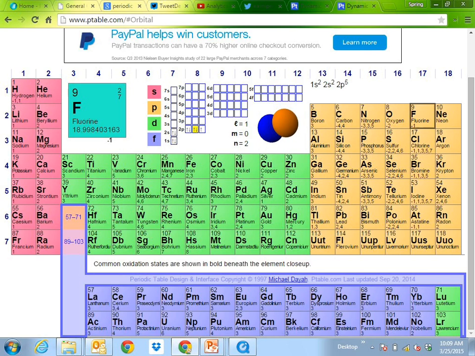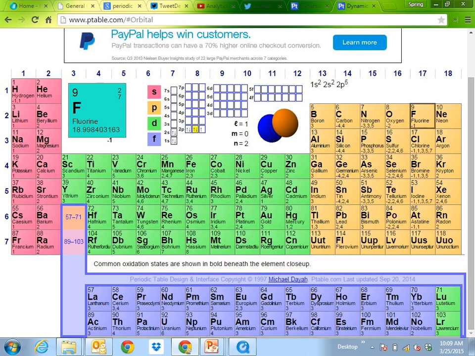But if I click on fluorine, it's got 9 electrons. Where are those 9 electrons? Here are the 9 electrons, exactly what we've been talking about. 2 electrons. Notice the arrows for the electrons. Isn't that adorable? The boxes for the orbitals, arranged in subshells, exactly what we talked about. So 1s2, 2s2, 2p5. Does that look right?